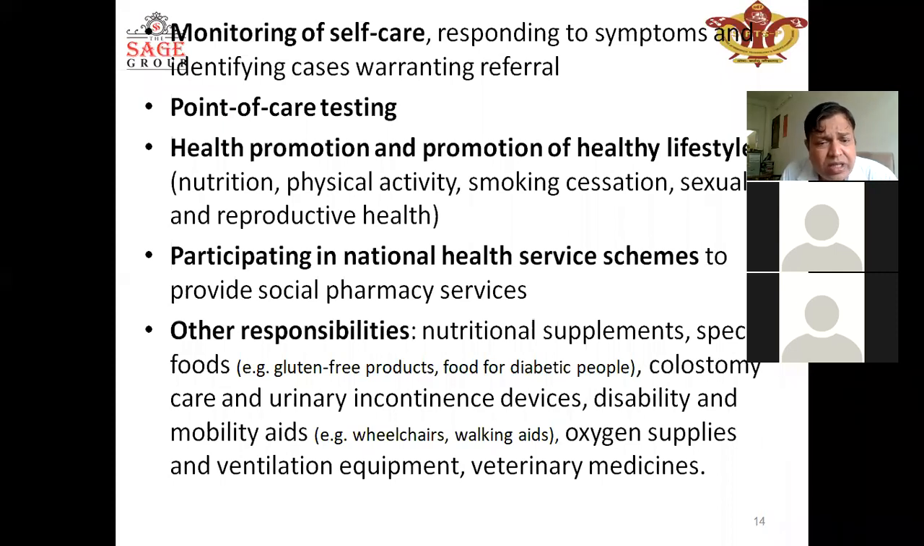Now, other responsibilities: nutritional supplements, especially foods, colostomy, hair and urinary incontinence devices, disability and mobility aids, wheelchairs, walking aids, oxygen supplies, ventilation equipment. Veterinary medicine is also a part of the responsibility of the community pharmacist.